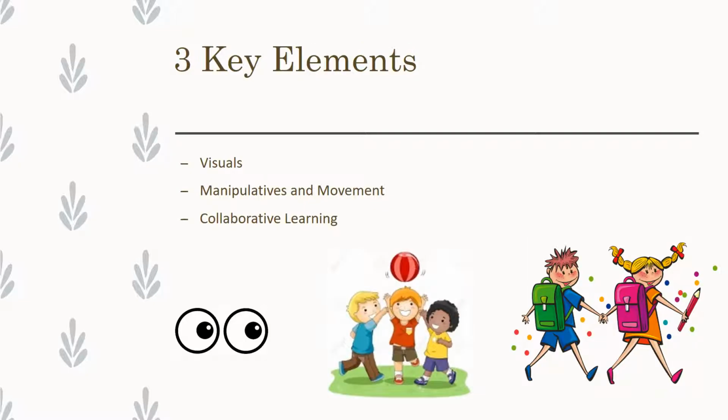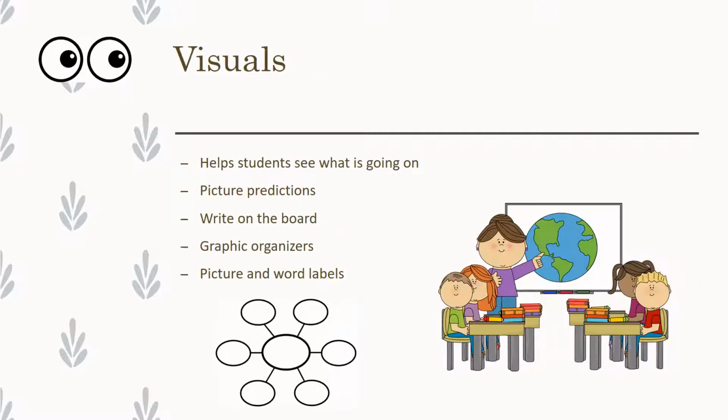The 3 key elements I found across the videos were visuals, manipulatives, and movement, as well as collaborative learning. The first point is visuals. These help the student to see what is going on. This way the student doesn't have to rely just on trying to understand what the teacher is saying. They have the visual things to help them understand what is being discussed or what is needed to be done.